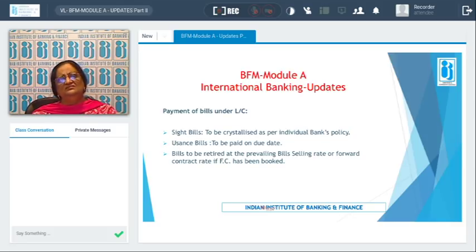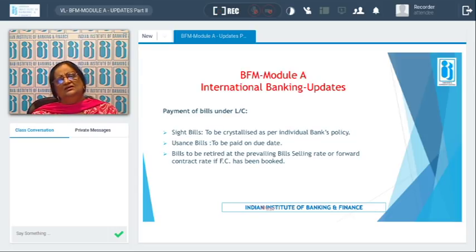In this case, the bank sends an advice to the negotiating bank from whom the documents have come, that we are accepting the bills, and we would be paying on such and such due date. Now, when bills are to be retired, either sight or usance bill, the foreign currency will have to be converted into rupees for recovery.